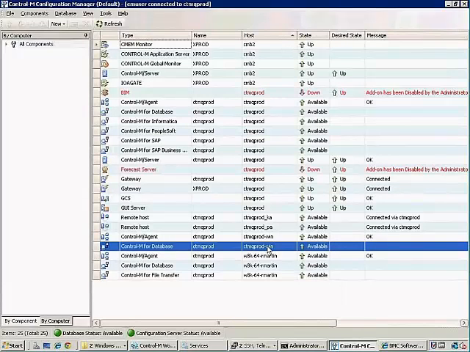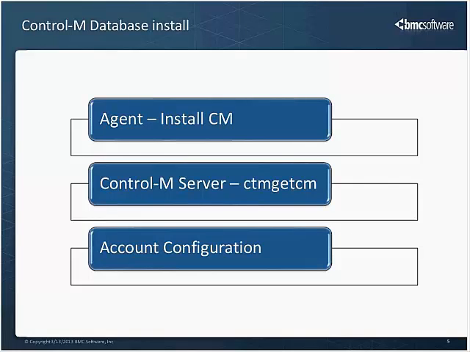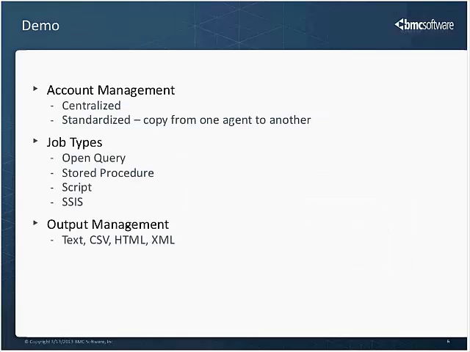Now we can begin to use it to submit jobs to that account. Switching back over to our presentation, just to recap, we installed the agent, registered it with the Control-M Server again with ctm_get_cm, and then did the account configuration within the Configuration Manager. Moving on to our next part, I'd like to show you a brief demo of some of the features within the job form and how to submit the job.